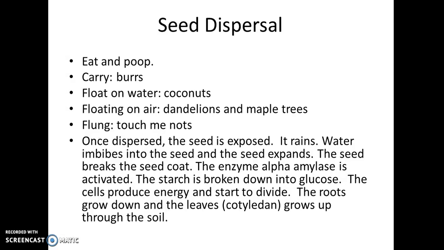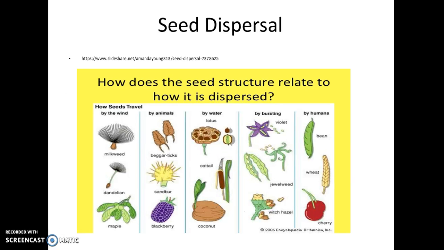The roots will grow down into the soil, the leaves or the cotyledon will grow up through the soil, and then you will have a germinating plant. And there's a picture of how we have different seeds dispersed. Coconut.